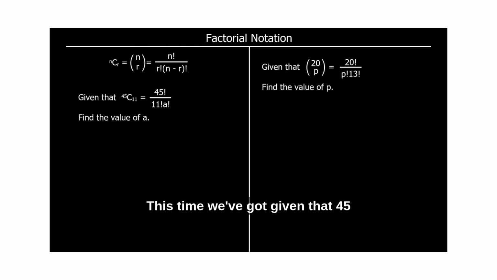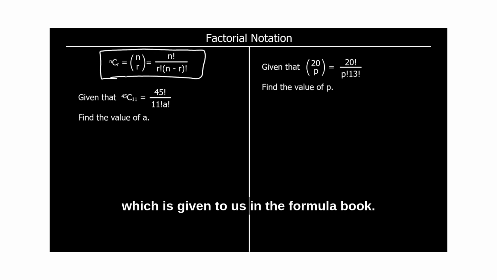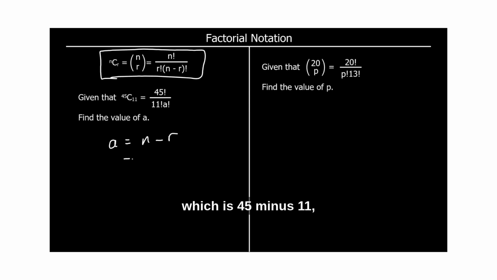This time we've been given that 45 choose 11 is equal to 45 factorial over 11 factorial times a factorial. What is a? So we just look at our formula, which is given to us in the formula book. So we've got n factorial on top over r factorial times n minus r factorial. So a is just n minus r, which is 45 minus 11, which is 34. One for you to try.